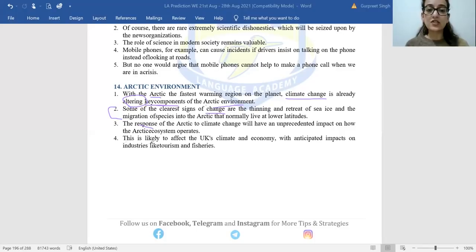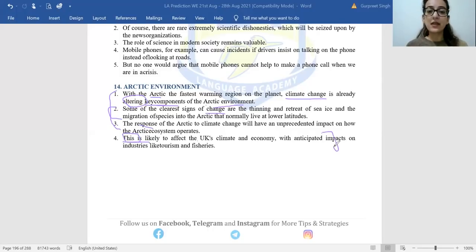This is likely to affect the UK's climate and economy, with anticipated impacts on industries like tourism and fisheries. Now, from the first three sentences we could understand what's happening and what's coming because of that. The last one, "this is likely," will come at the end. The reason is that the topic it talks about is not very directly related to the story which was going on in the previous three sentences.